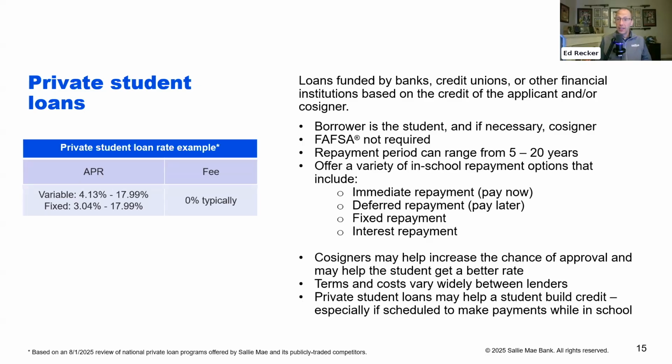These also tend to offer a variety of in-school repayment options. You could go completely and immediately into repayment, with full principal and interest payments. You could defer payment until after graduation. You could do a fixed payment lower than the typical payment, in some cases as low as $25 a month. And you could also choose to just take care of the interest. We've talked about cosigners. They can help increase the chance of approval as well as an improved interest rate. And I had mentioned previously that the terms and costs will vary potentially quite a bit between lenders.